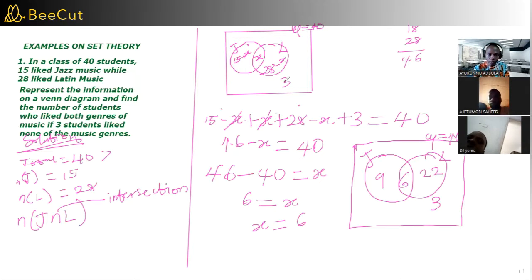Okay, I can't hear that. Please come again. Yes, the students that did not like any brand of the music. That is 3 students. That is why it was never included in any brand. This is the jazz brand. This is the Latin brand. The 3 was not included.